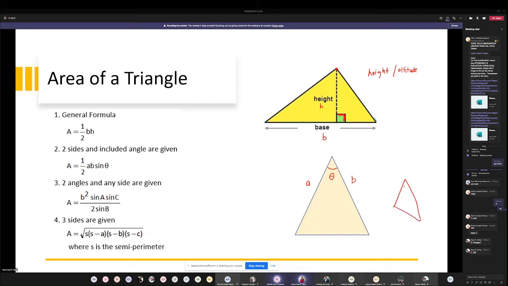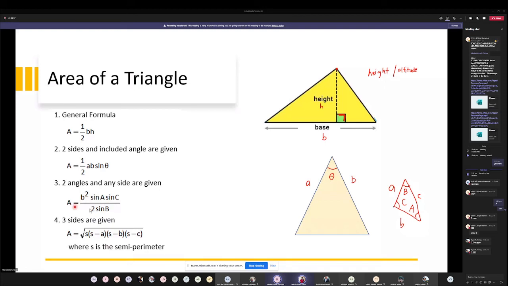If this is side A, then the angle opposite to it is angle A. If this is side B, then this is angle B. And if this is side C, then this is angle C. Or some people use alpha, beta, gamma for the angles. You can also do that, as long as you know how to use the equation for the area.